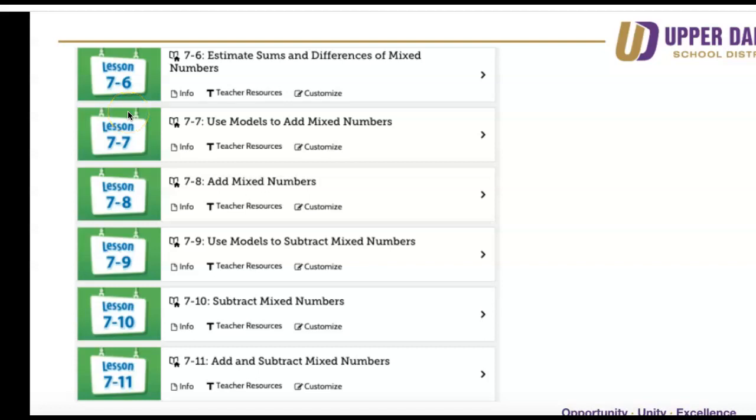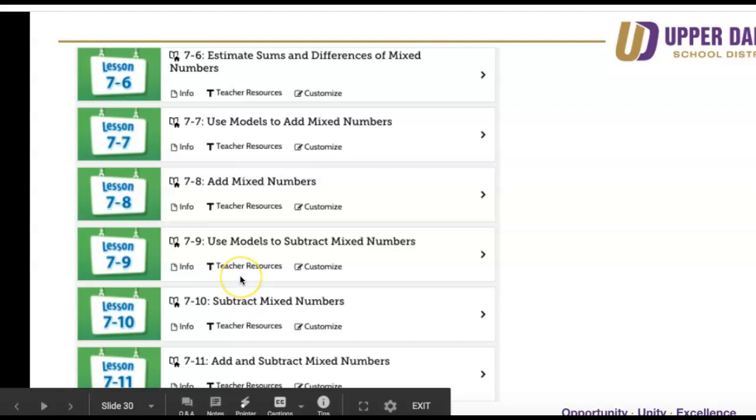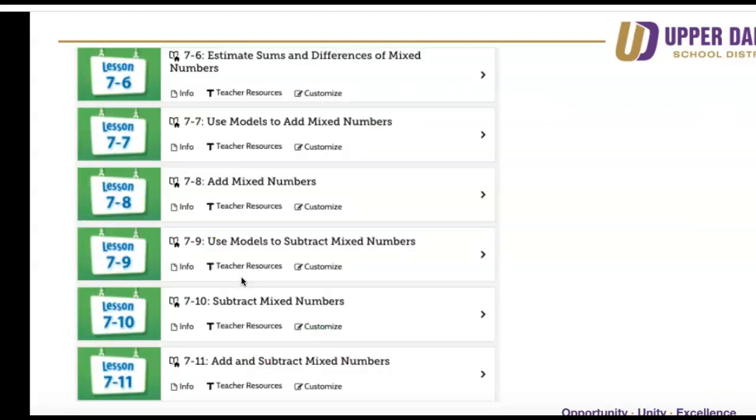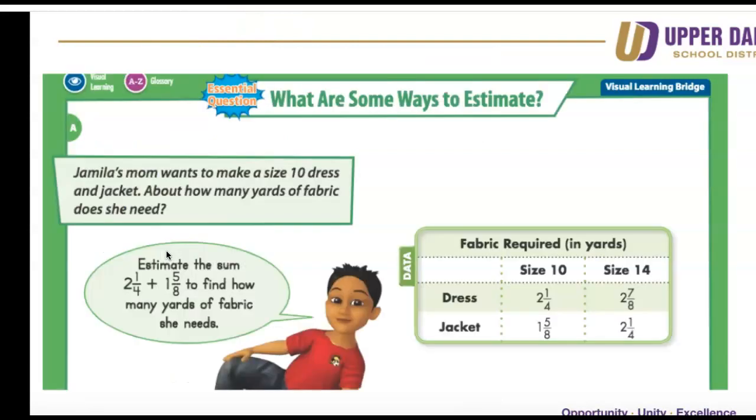Okay, this may end up having to be broken up into three parts. So this next part we're going to focus on estimating the sums and differences of mixed numbers, modeling adding mixed numbers, modeling subtracting mixed numbers, and then we're going to see if we can make another one on the application of these skills in word problems. So let's get started on the first one, which is going to be estimating sums and differences of mixed numbers.